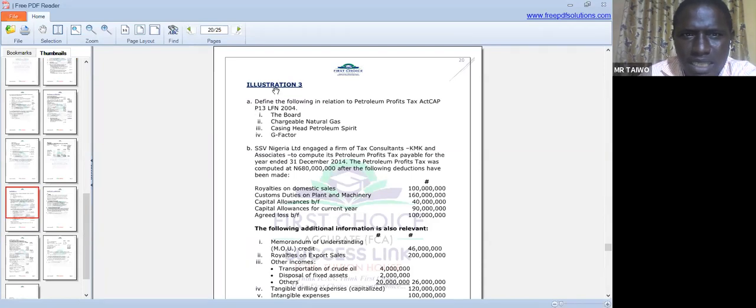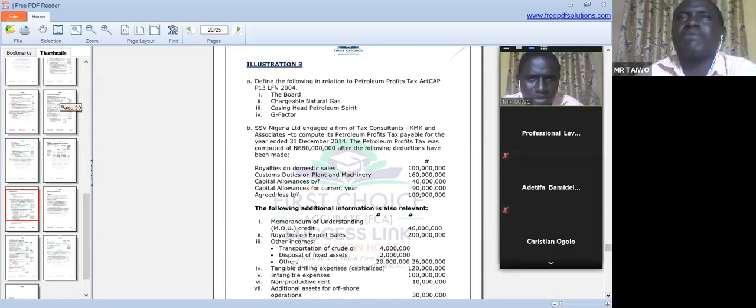Now look at this illustration 3 and see the dynamics of this question. This is what they call the work back under the petroleum profit tax. It is not straightforward like: you just say accounting profits, less allowable expenses, adjusted profits, less loss and so on, less capital allowance, chargeable profits, tax. That one is straight. Now, the examiner can ask you to work back.